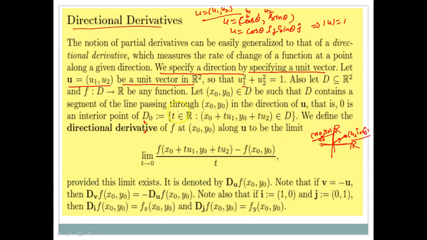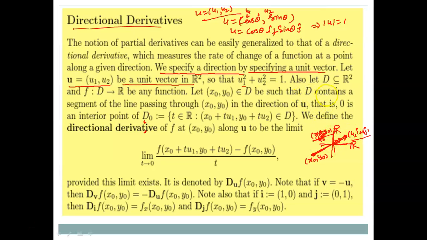So D contains a segment of line through x0, y0 in the direction of u, because at the point where you want to find the directional derivative, that point would definitely be lying on the unit vector along which you want to find the change. This is the first requirement here. We cannot find the directional derivative at a point if the direction is like this; we can find it on a point only if it is lying on the unit vector.